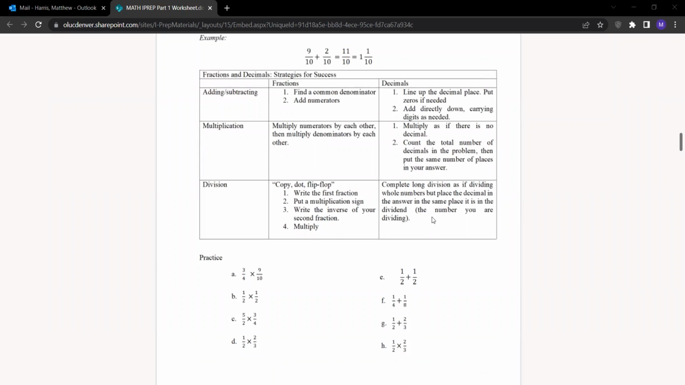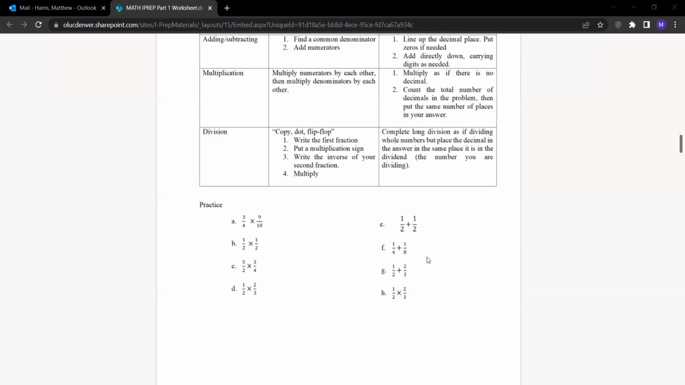So here is the summary of how we multiply, divide, add, and subtract fractions and decimals. Right now we're only working with fractions, but we will work with decimals in a little bit. Again, if you don't have this in your notes somewhere, I would recommend writing it down because this is some really nice information that will be very useful for you.